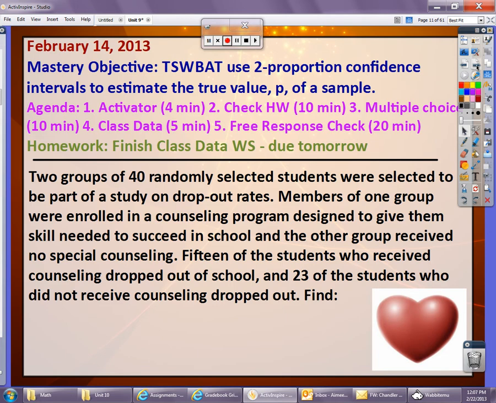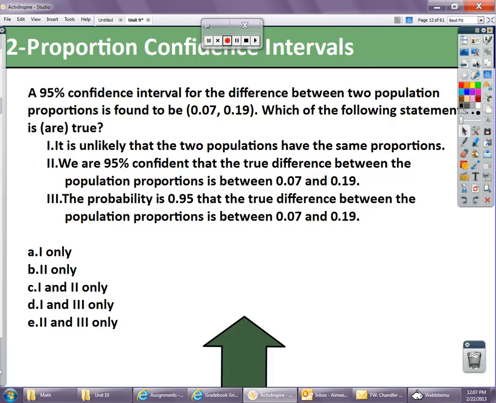On Valentine's Day, February 14, we did continue the two proportion confidence intervals. We looked at an example for warm-up, which we continued for the exit card. But we did also have two multiple choice questions, and if you want to go ahead and read this problem right now, and then pause it and solve it, I'm going to pull up the answer in just a second.